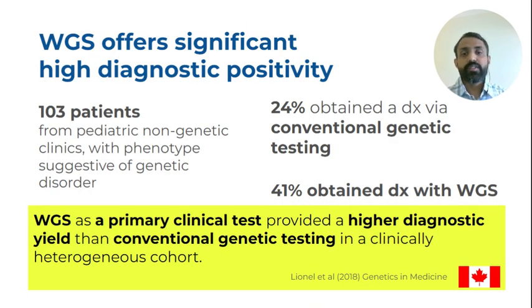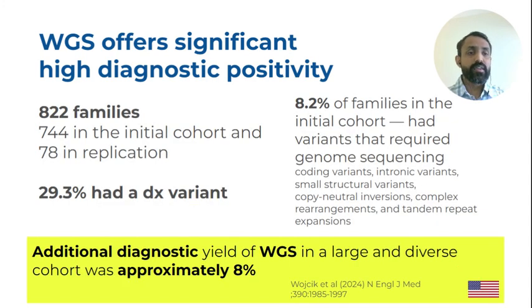Now, of course, this is one case. You might ask, is there evidence that whole genome sequencing is better than traditional standard of care testing? The answer is probably yes. This is a very recent study from Canada, which evaluated around 100 odd patients. And what they suggested is that while standard of care genetic testing provides around 24% diagnostic positivity, whole genome sequencing can increase this to approximately 41%. That's significantly large.